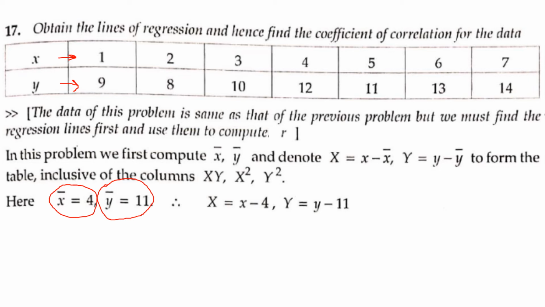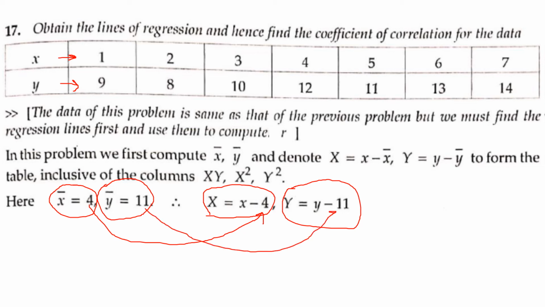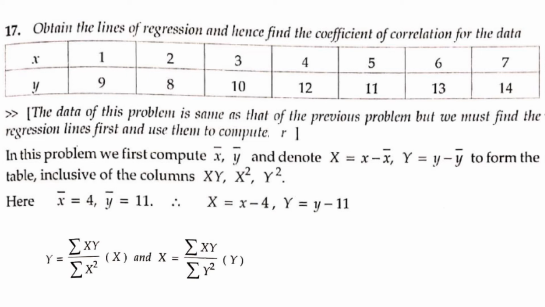So this is capital X, which is x minus x bar. X bar is 4, so we have taken 4 here, and capital Y is y minus y bar. In the place of y bar we have taken 11. This we have already seen in the previous problem also. Here these are the two formulae to find the lines of regression.